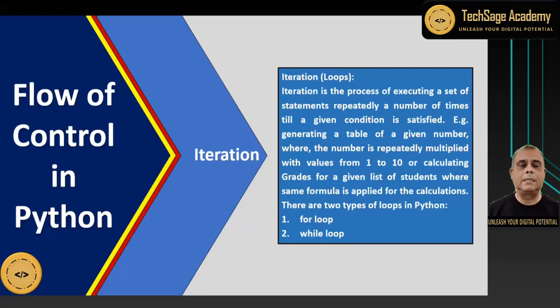These iterative statements are also called looping statements. So in Python, there are two types of iterative statements, for loop and while loop. So let's see them in detail.